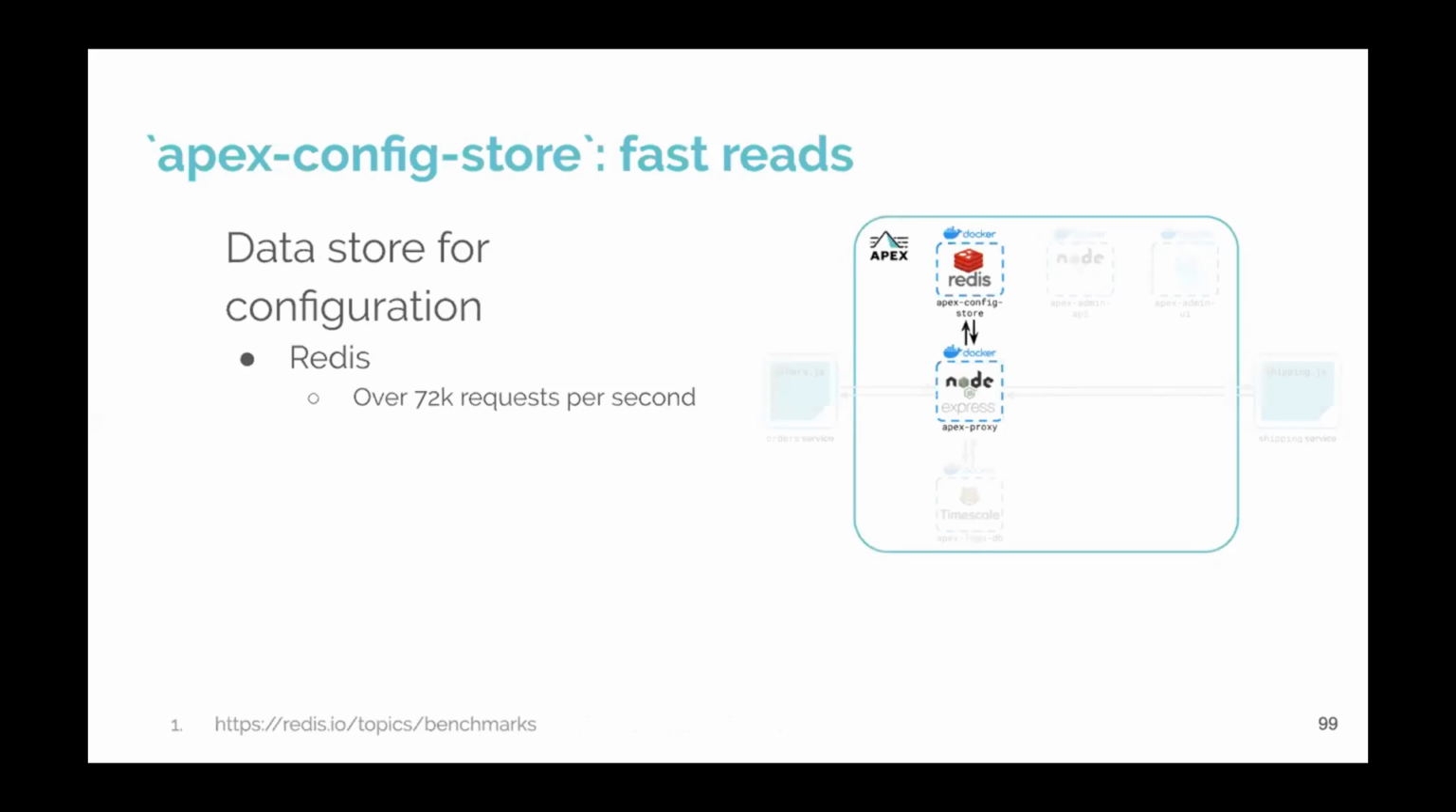For our data store, again, we might be communicating with this data store several times for each request and response. So we wanted to make sure that we could read from it very quickly. Redis would serve this purpose very well because according to Redis's benchmark information, it can process 72,000 requests per second.